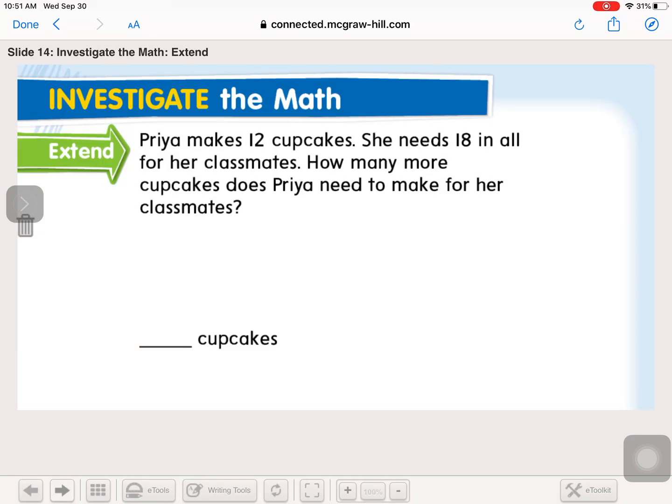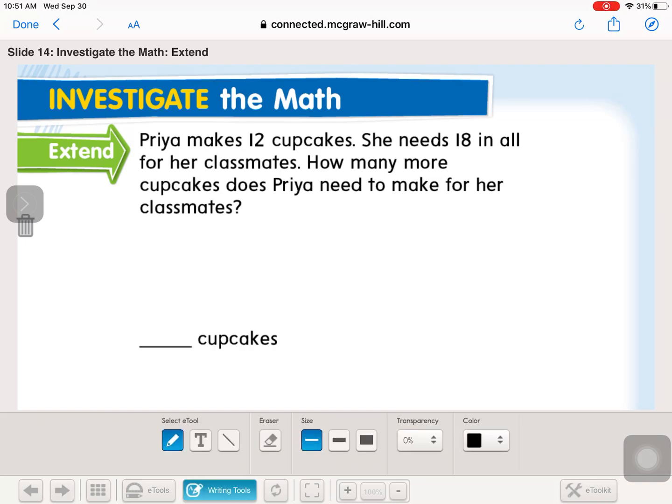Okay, Priya makes 12 cupcakes. She needs 18 in all for her classmates. How many more cupcakes does Priya need to make for her classmates? So we've got our whole, which is 18. That's how many she needs. We have one part, which is 12. And we want to know how many more she has.